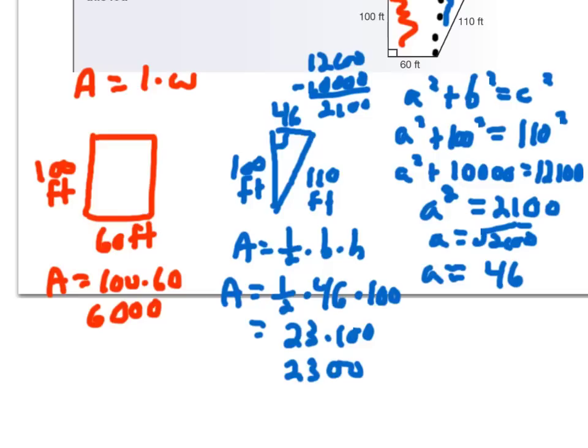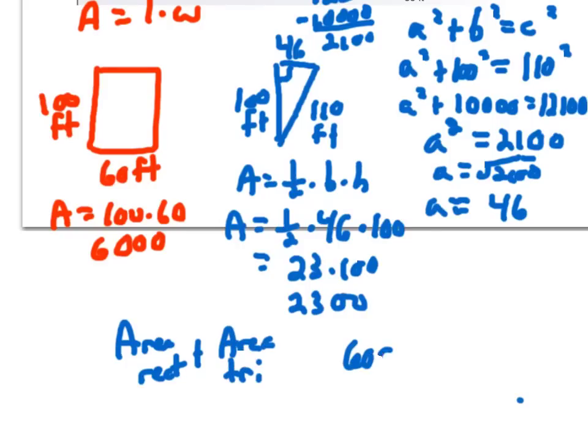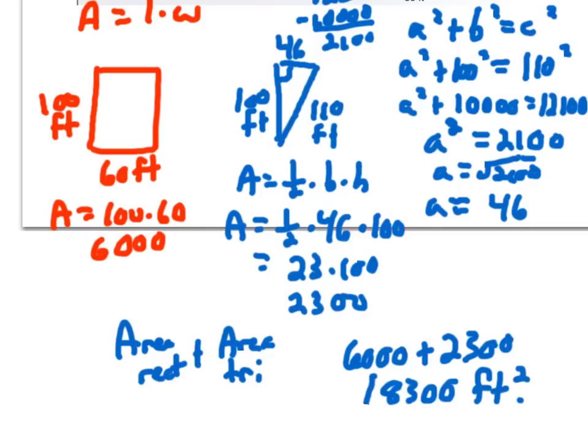Now to find the area of the whole shape, again, I'm going to take the area of the rectangle plus the area of the triangle. So I'm going to take 6,000 plus 2,300, and that gives me 8,300, and it should be feet squared with my label. So the only thing I really needed a calculator for was this part right here, because I'm not sure what the square root of 2,100 is. So it's about 8,300 feet squared.